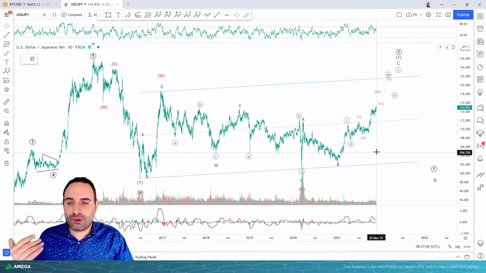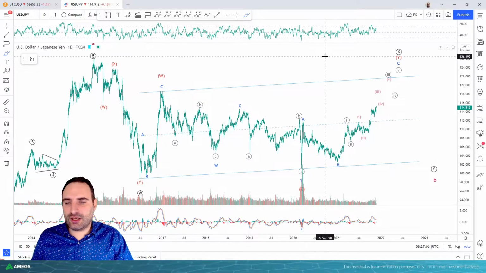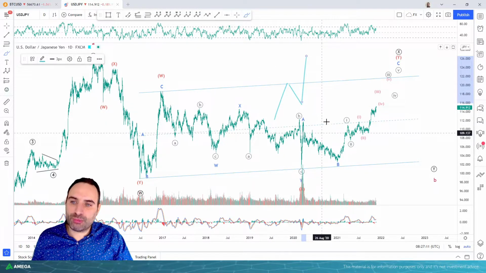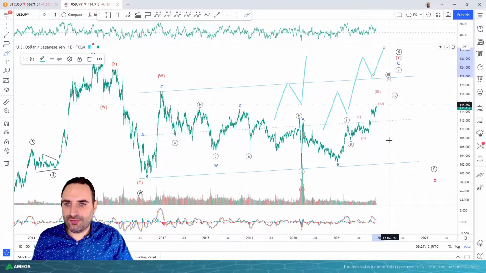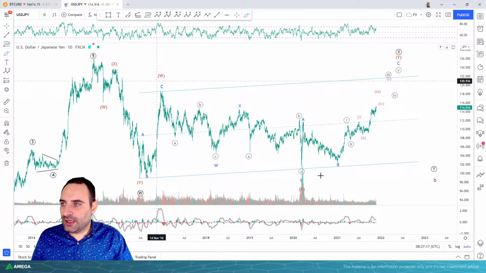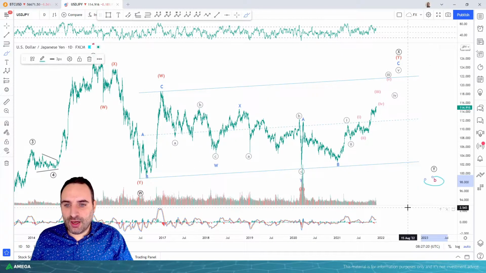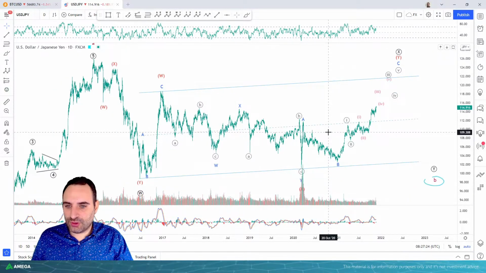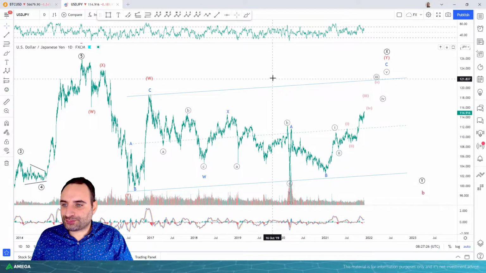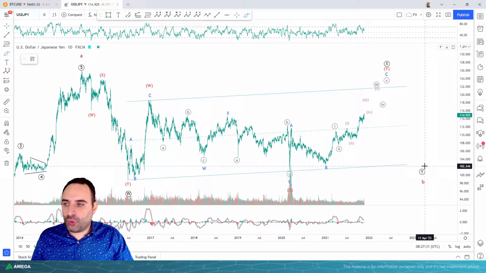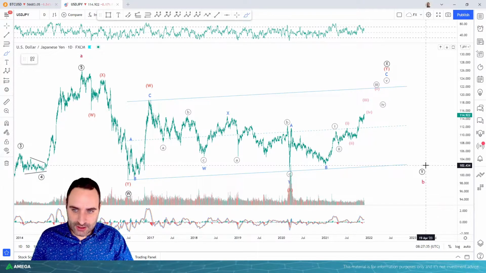Okay, so a correction, just as a reminder, looks like an A, B, C, whereas a progressive move is 1, 2, 3, 4, and 5, just to make the distinction. So looking at the dollar yen, this is an ABC correction. My main scenario is that we haven't finished wave B yet, which means we have to look internally at what makes wave B. Wave B to me looks like, for now at least, a W, X, Y.